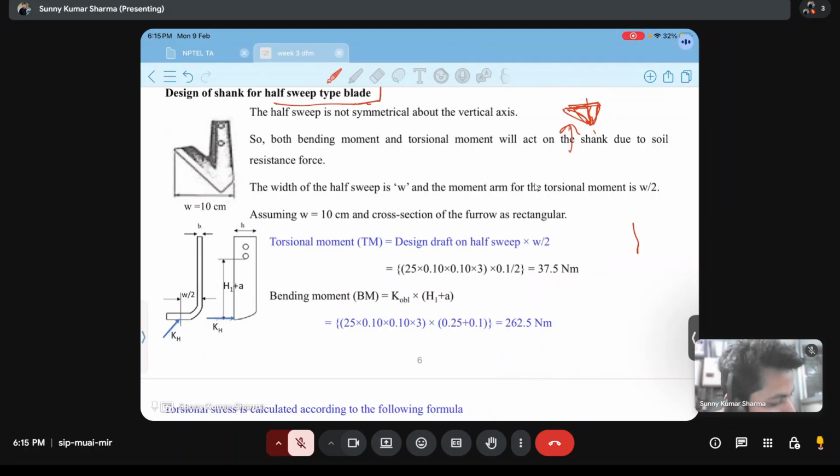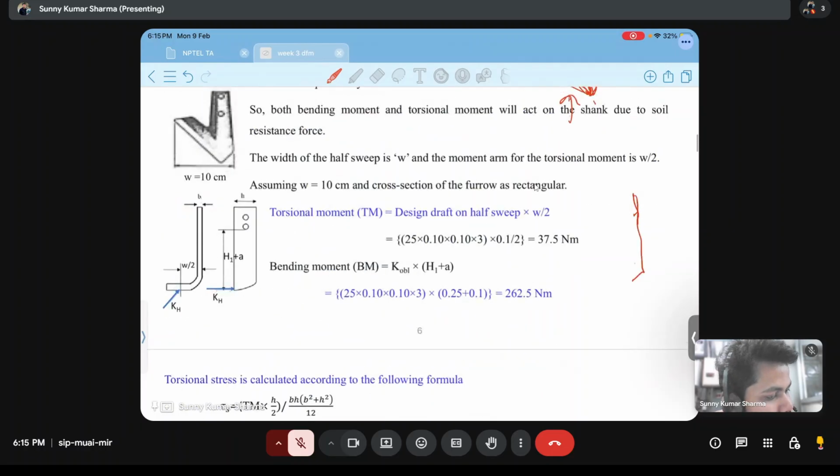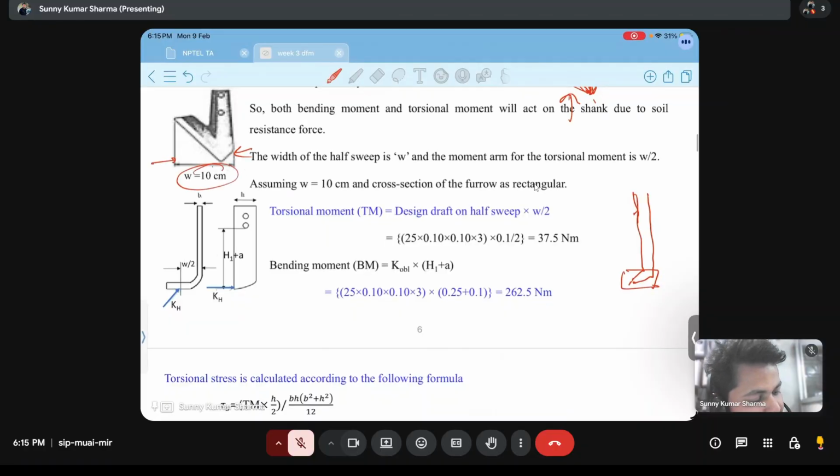Suppose this is the shank and this is the working element. This working element is half sweep and it has a width W, which is 10 centimeter. So on this 10 centimeter, at a distance 10 by 2, that is 5 centimeter, KOBL will act, and that only will produce torsion moment on the shank. So torsion moment is equal to design draft of half sweep into W by 2. That is 37.5 Newton meter.